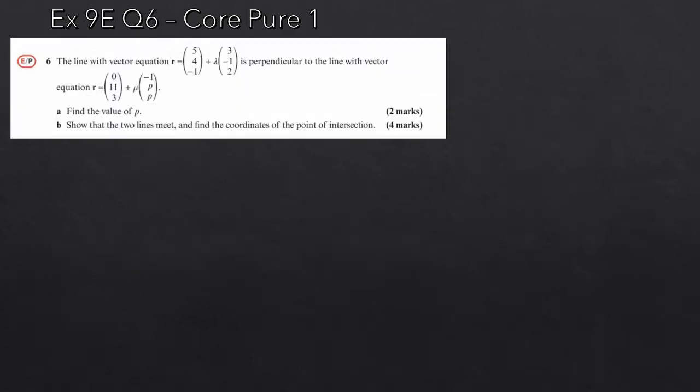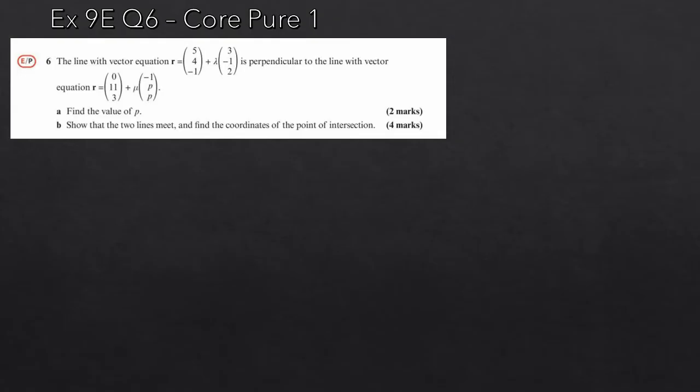And then finally, the last question here. We've got the line with the vector equation r equals (5, 4, minus 1) plus lambda lots of (3, minus 1, 2). And it tells us that this is perpendicular to the line with vector equation r equals (0, 11, 3) plus mu (minus 1, p, p). So the first part just asks us to find the value of p.